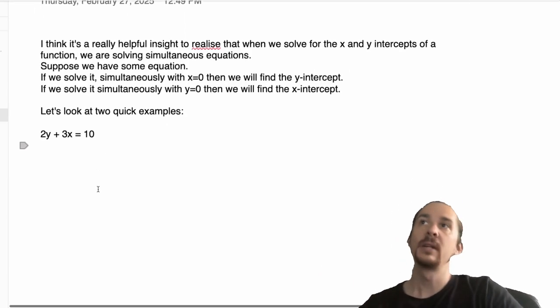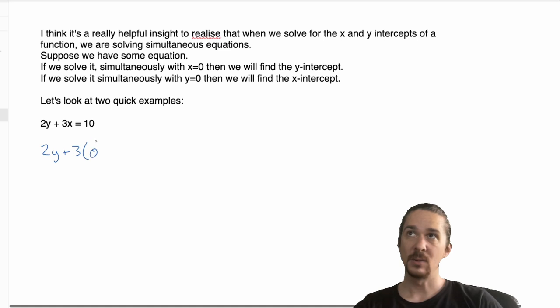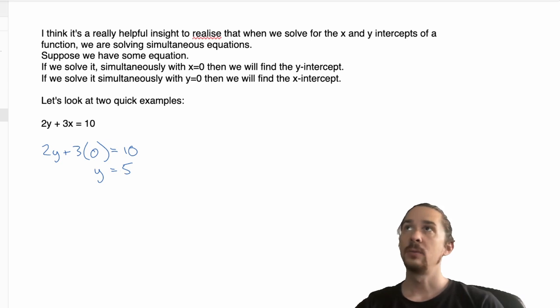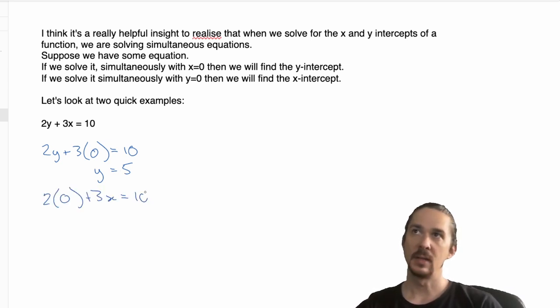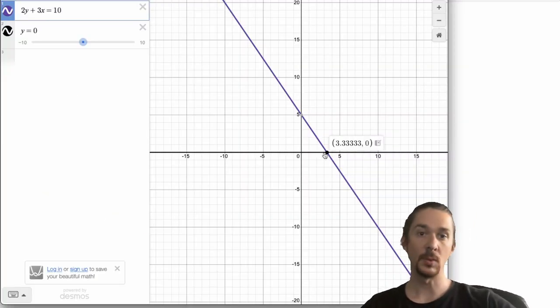So let's look at a couple quick examples. In this case, if I want to find the y-intercept, I'll set x equal to 0. 2y plus 3 times 0 equals 10, which is going to mean y equals 5. There we go, y equals 5. And then if I set y equal to 0, 2 times 0 plus 3x equals 10, which means x is going to be equal to 10 over 3, which will be 3 and 1/3, or 3.3 repeating, which we can see right there.